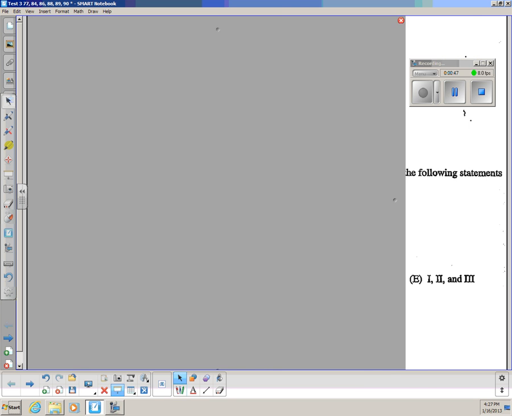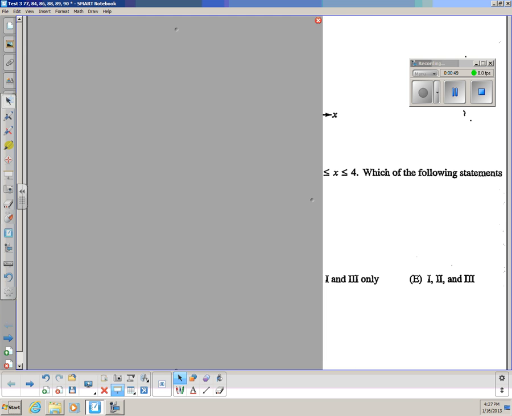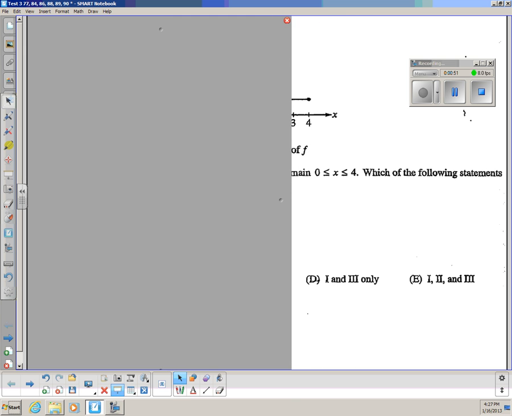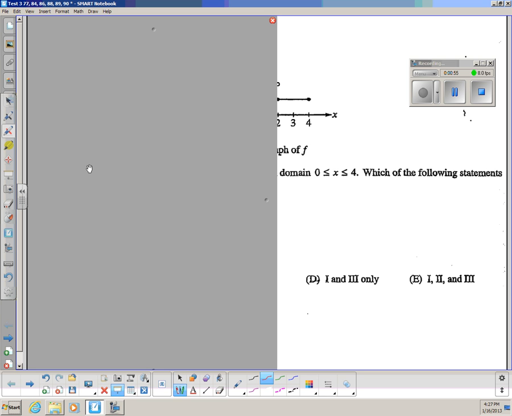Now I'll do it from the right. So I'm going to make the shade go to the right. So as I'm going to the right, I am getting closer and closer to a single y value at 2. I'm approaching a single y value at 2. So the limit from the right exists.